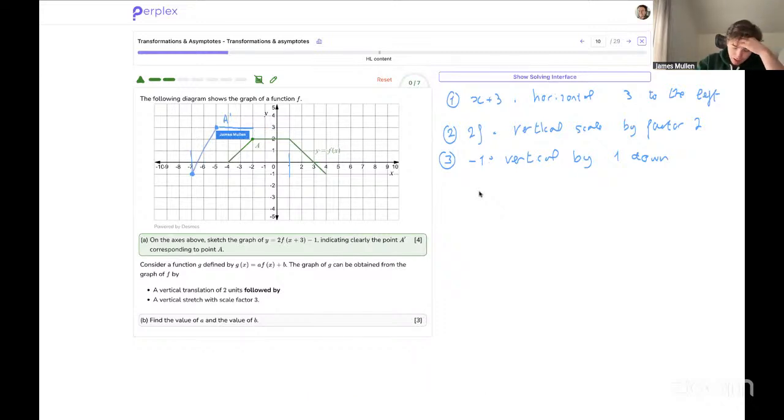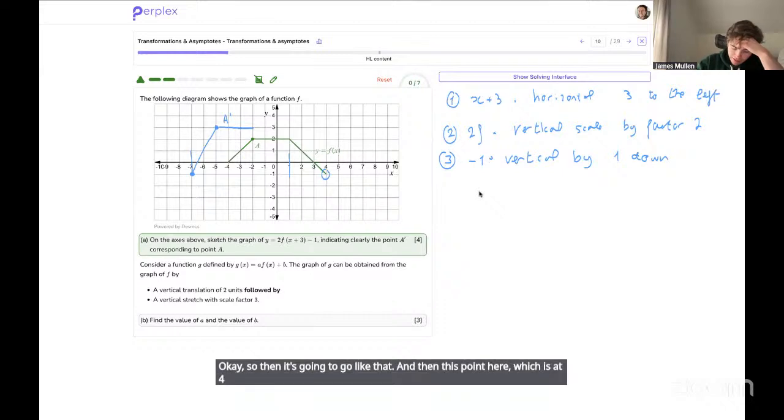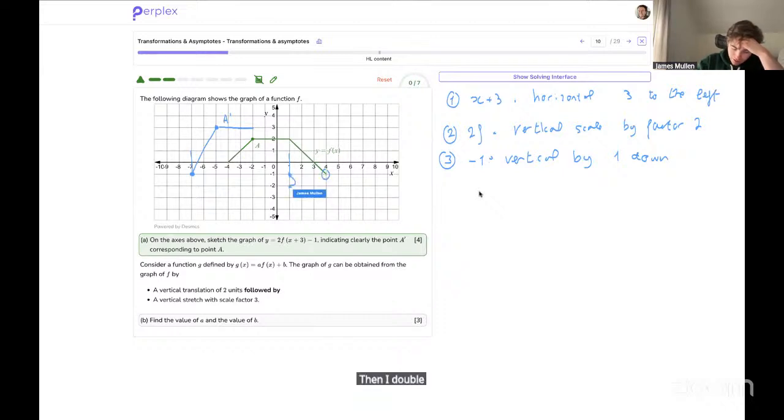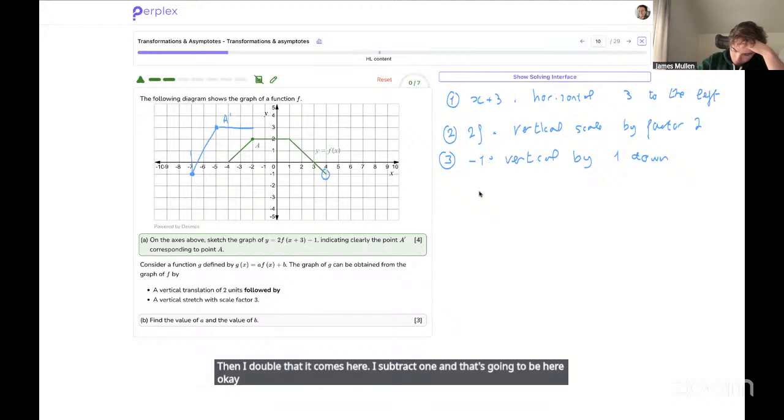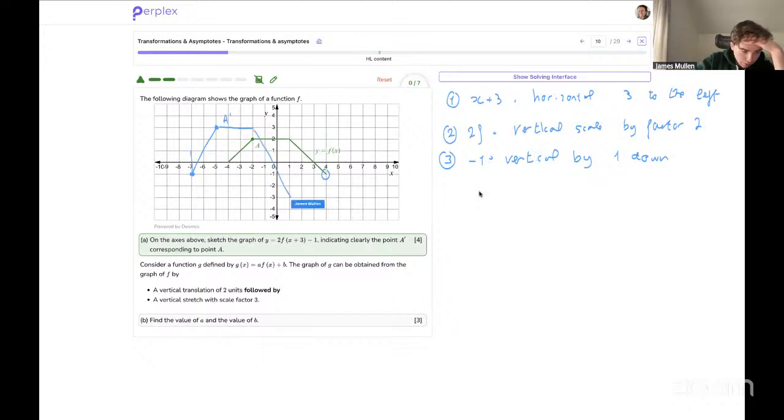And then this point here, which is at 4, -1, I move it 3 units to the left. It's going to be somewhere here. Then I double that and it comes here. I subtract 1, and that's going to be here. Okay? So let me just draw that last bit. All right.